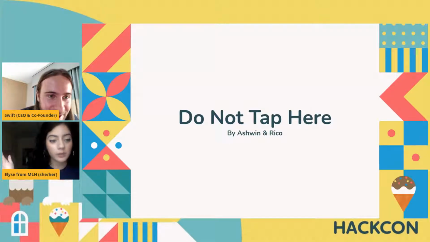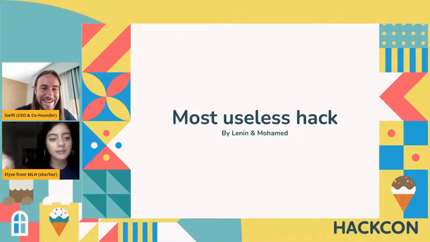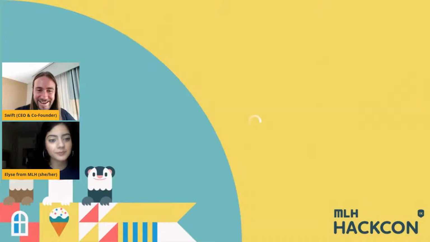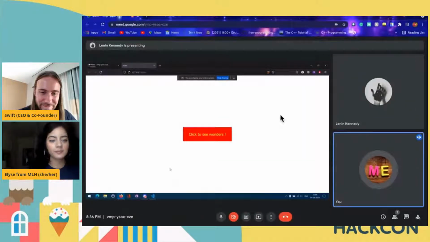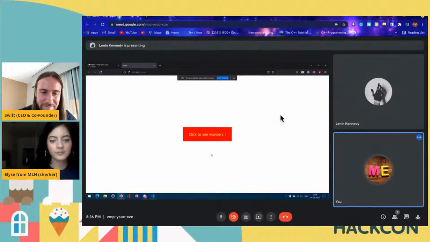So moving right on, this is actually the titular hack called Most Useless Hack. These folks were obviously very determined to win the category. So let's see what they created. What if you want to see red? You could go to Google and search red color. But why not just click the button?